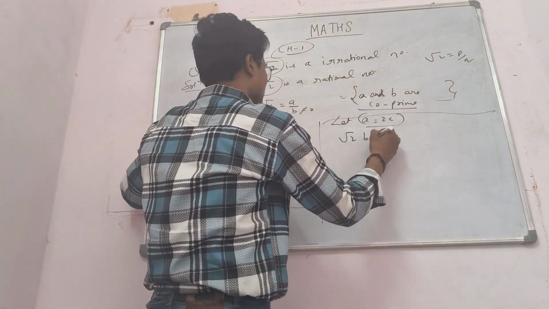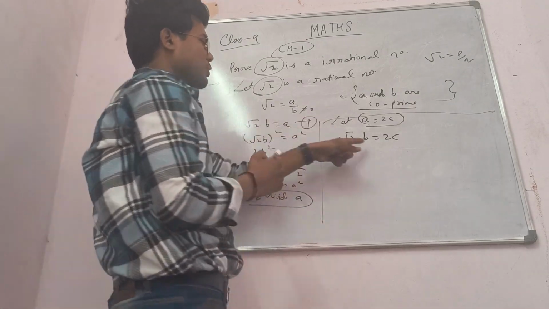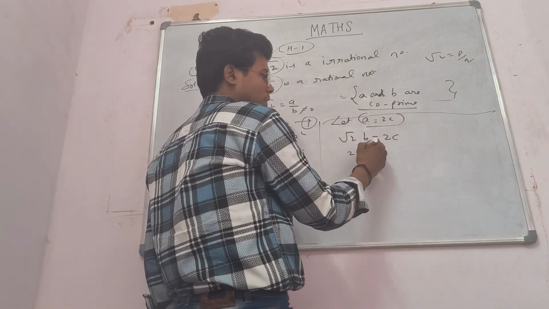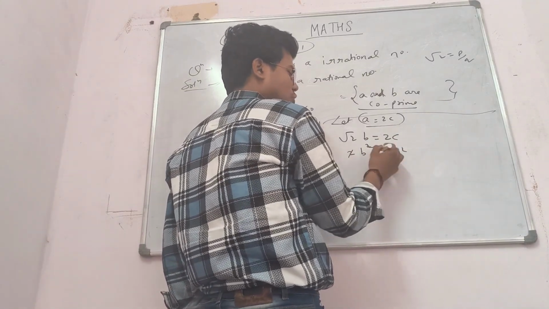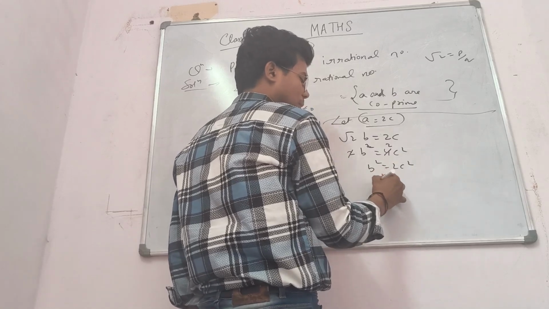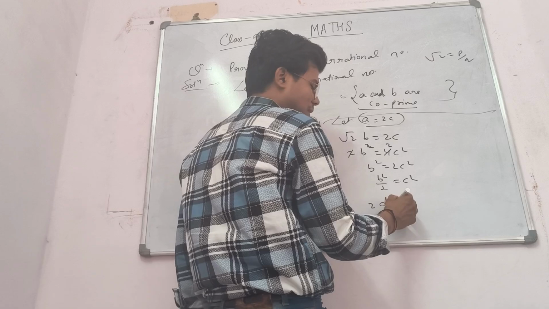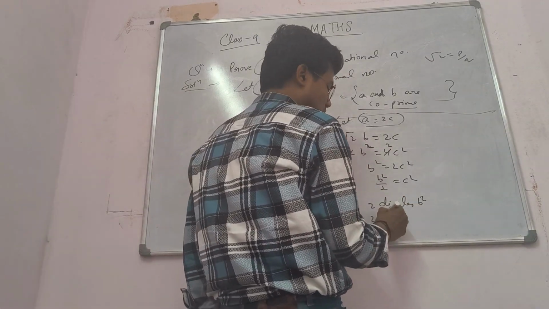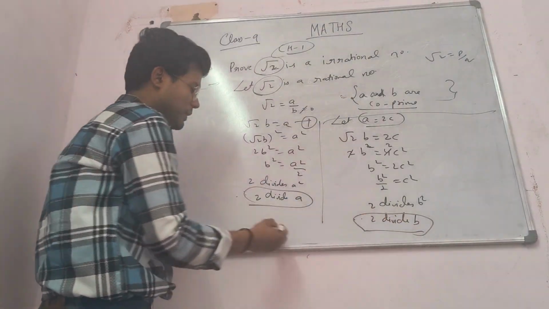Root 2 b is equal to a, in place of a you will put 2c. Suppose this is the first equation. You are putting the value into the first equation. Squaring both the sides, you will have 2 b square equals 4 c square. So you will cancel out 2. b square equals 2 c square, b square upon 2 equals c square. Here we can say 2 divides b square. Therefore 2 divides b, and 2 divides a.